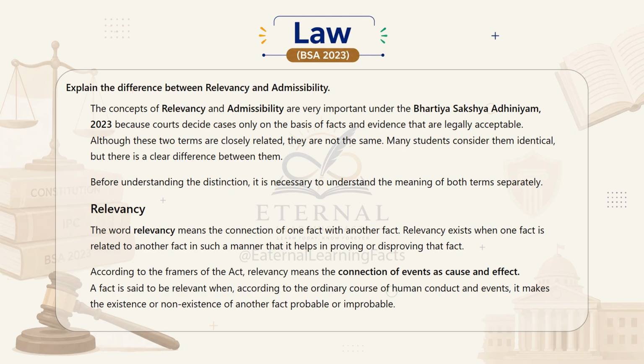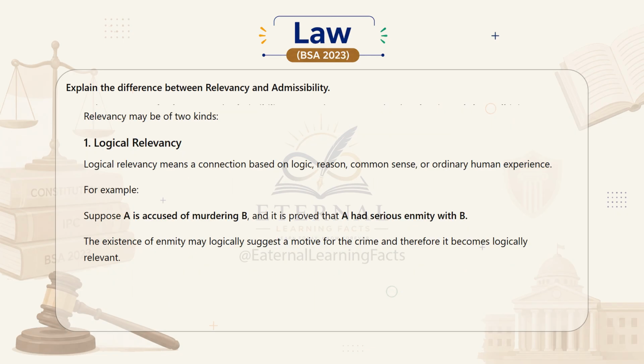A fact is said to be relevant when, according to the ordinary course of human conduct and events, it makes the existence or non-existence of another fact probable or improbable. Relevancy may be of two kinds. First, logical relevancy. Logical relevancy means a connection based on logic, reason, common sense, or ordinary human experience. For example, suppose A is accused of murdering B and it is proved that A had serious enmity with B. The existence of enmity may logically suggest a motive for the crime and therefore it becomes logically relevant.